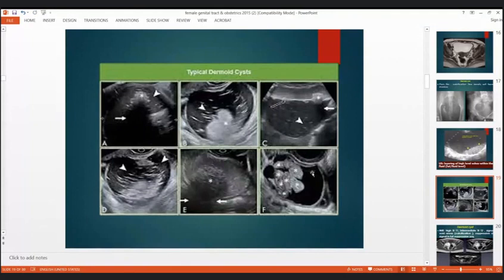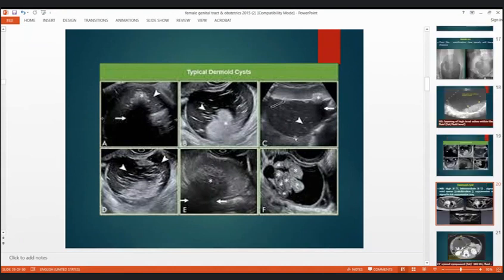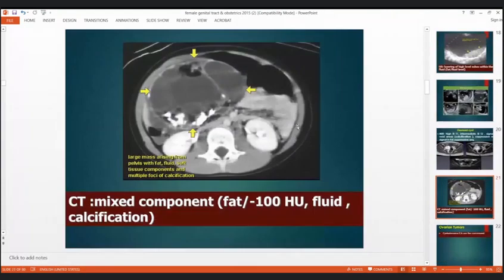It can have part that is anechoic and some portion that is solid. It can have this fatty fluid level, can have this short lines suggestive of the presence of hair, calcification. All these are variable ultrasound appearances of dermoid cyst. So how to confirm the diagnosis if it is so variable on ultrasound? We can perform either CT or MRI.